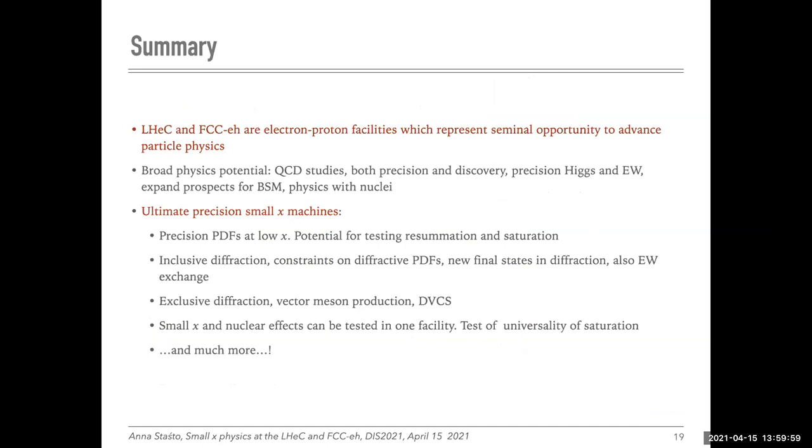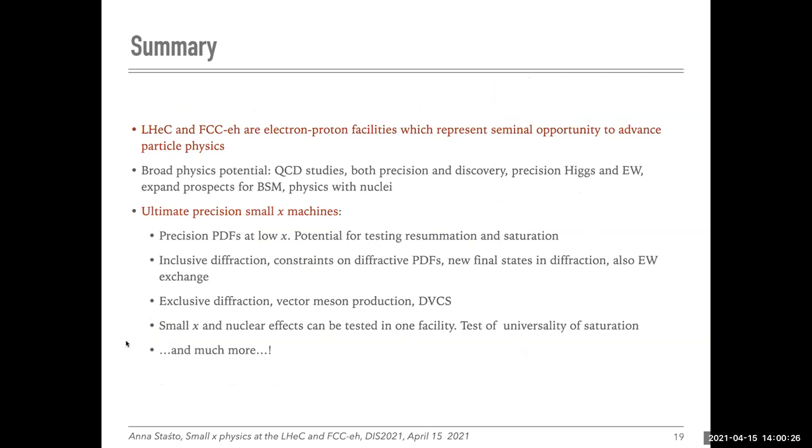So in summary, I showed you that the LHeC and FCC are DIS facilities that I think represent a really unique opportunity to advance particle physics. There is a broad physics potential from QCD through electroweak, Higgs and BSM, as well as physics with nuclei.